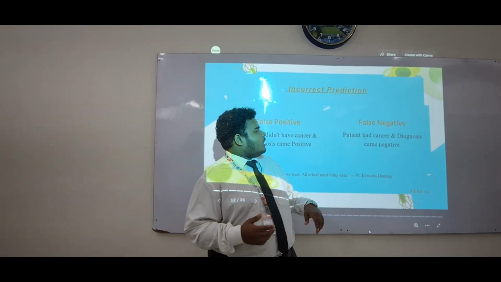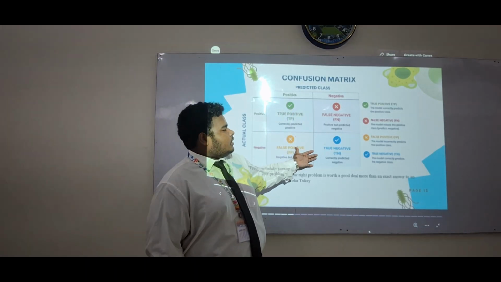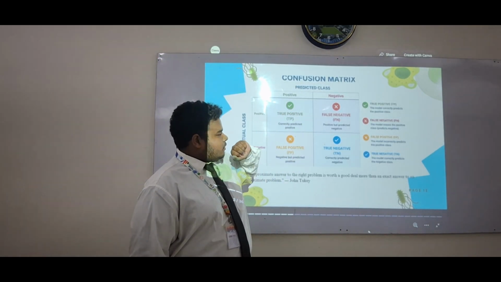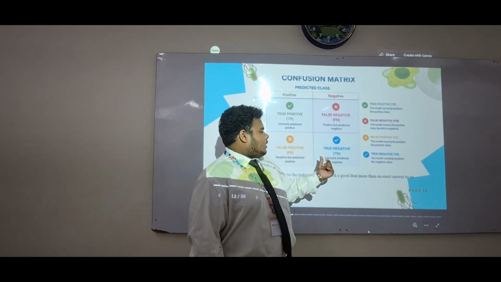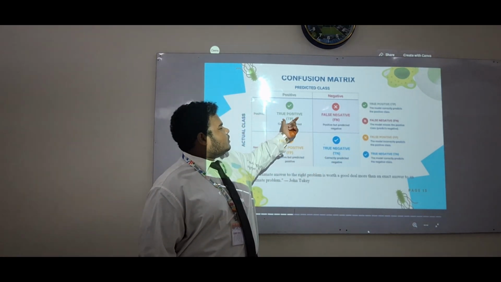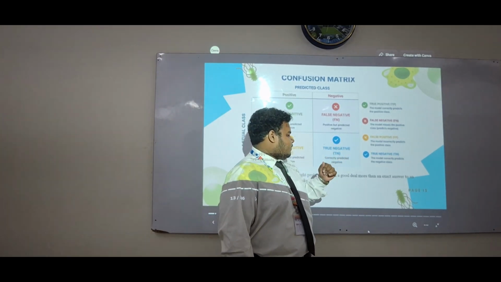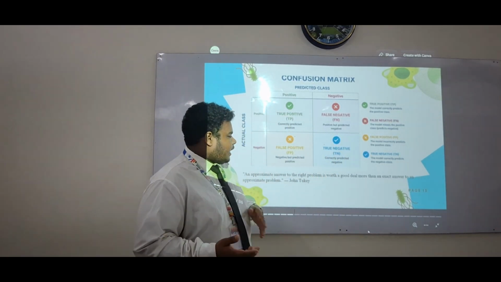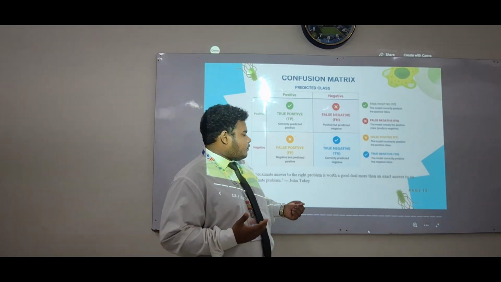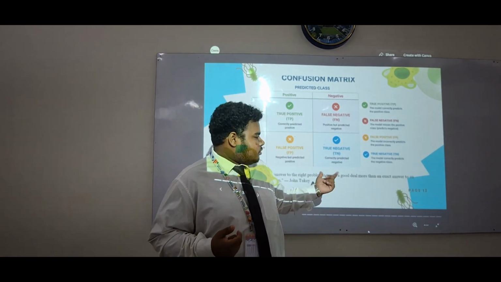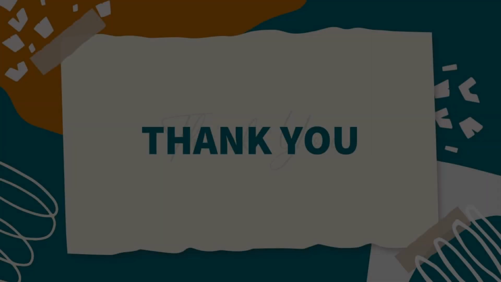Let's jump to the next slide. In summary, there are four scenarios. The safest zone is true positive, and the most dangerous part is true negative. And an approximate answer to the right problem is worth a good deal more than an exact answer to an approximate problem.